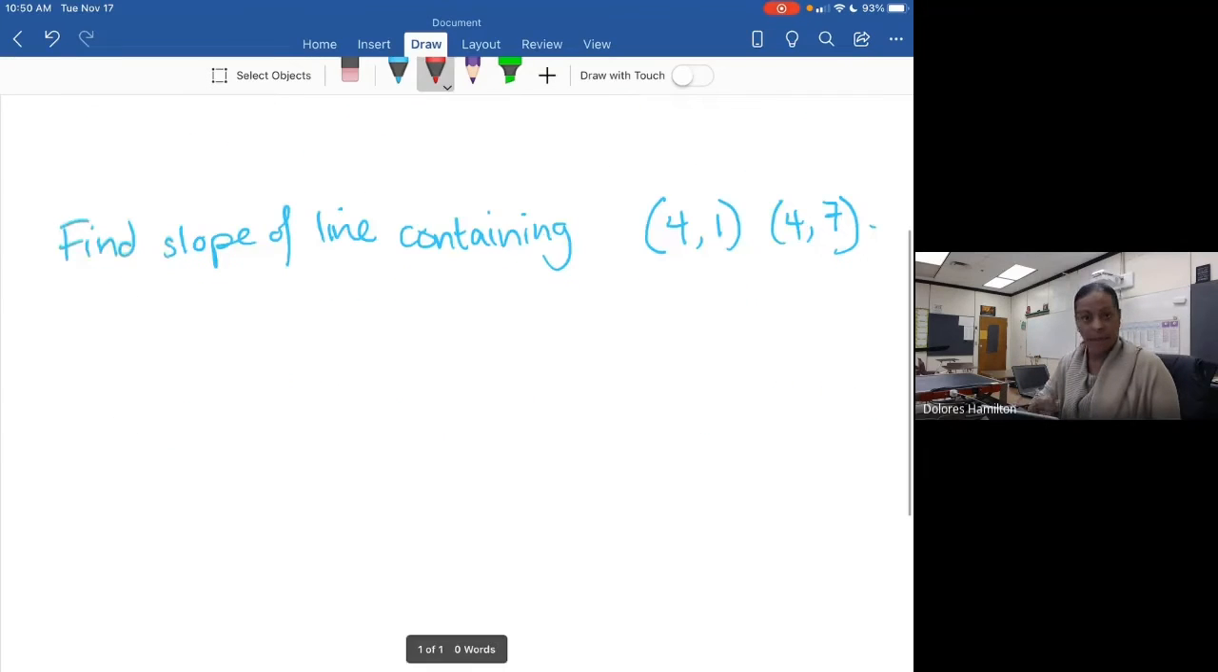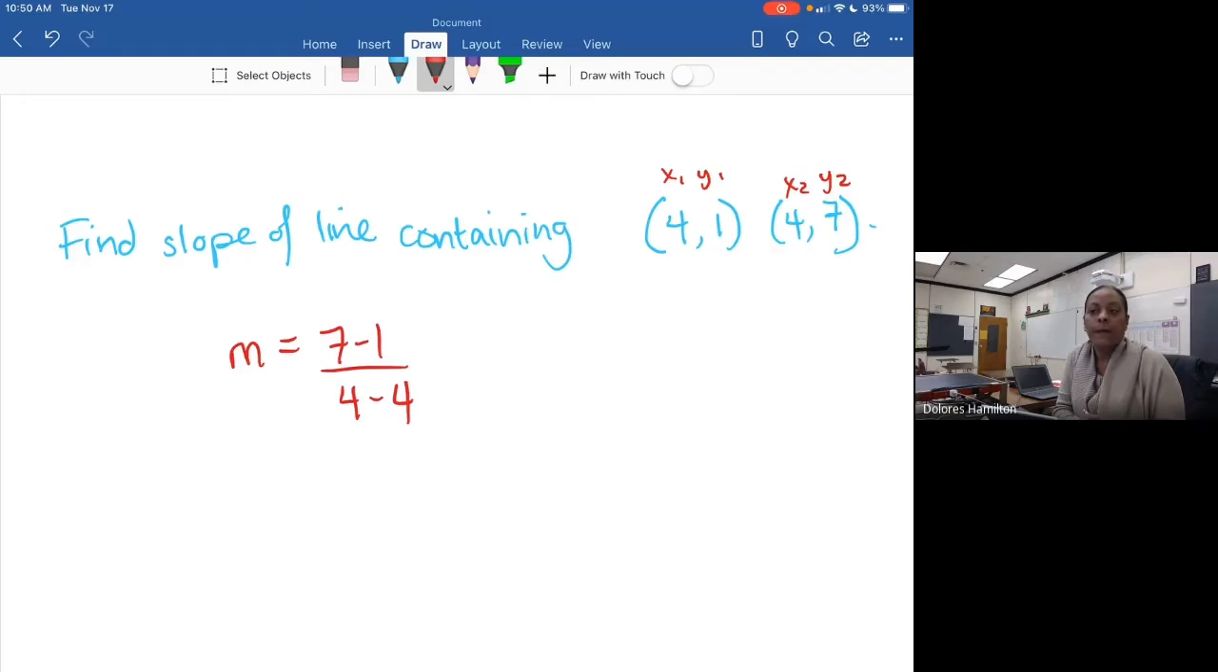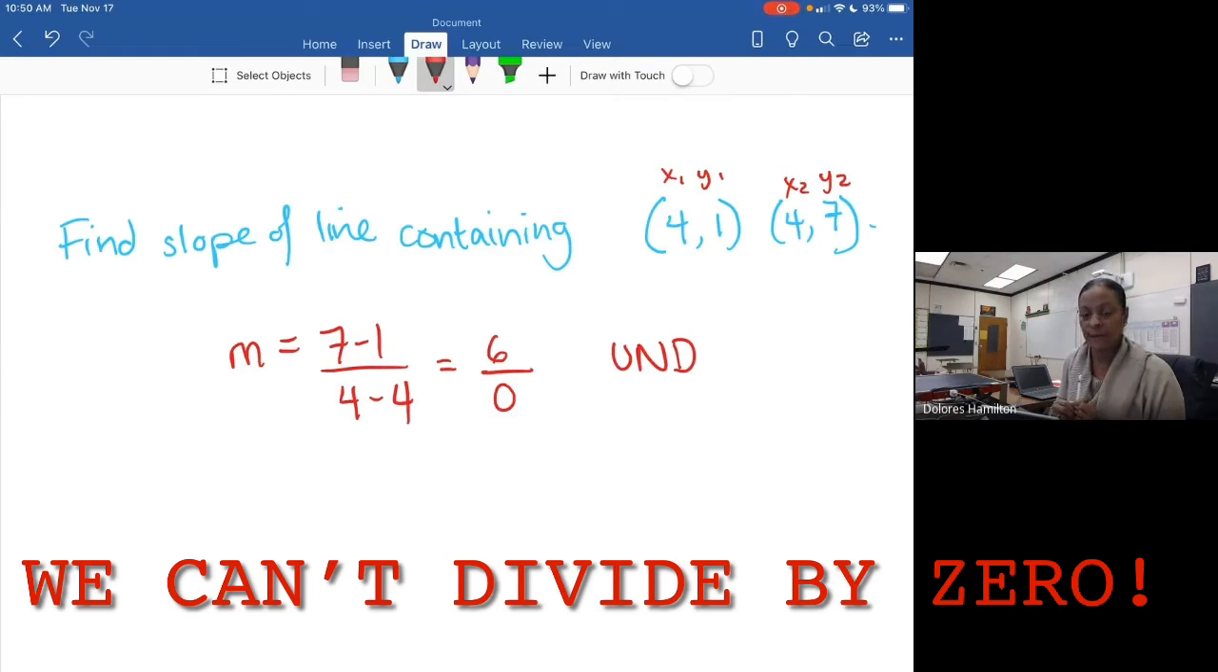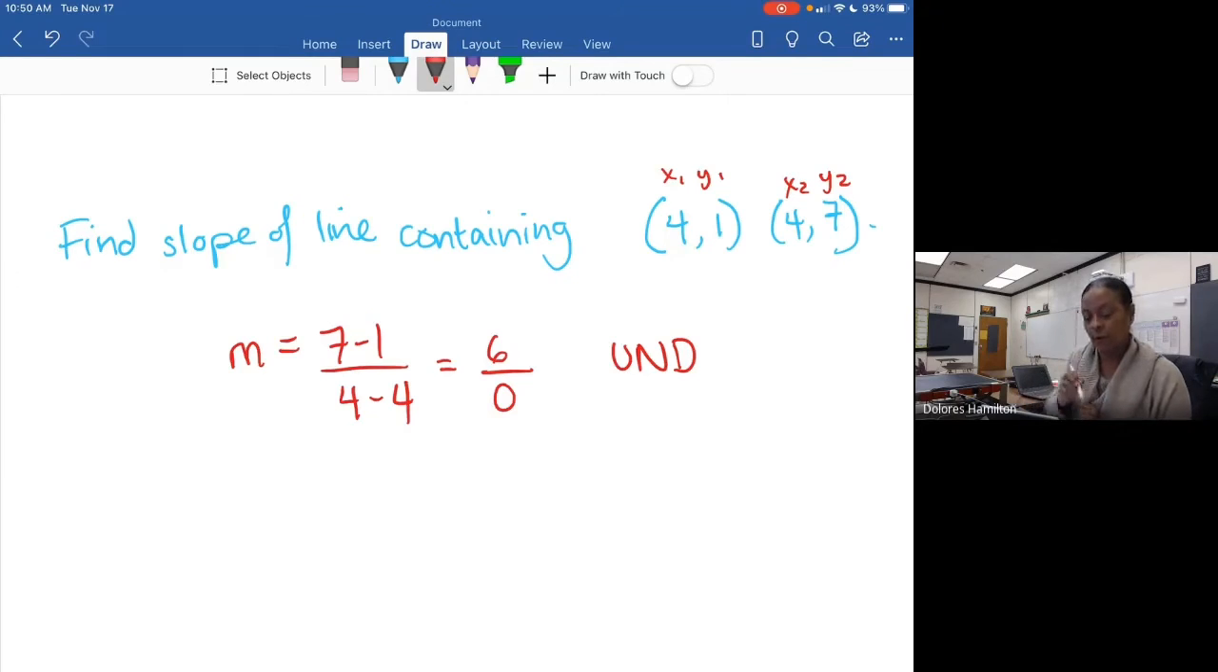In our second example, we would define those as our x1, y1, x2, y2, and when we plug that into our slope equation, we end up with 7 minus 1 over 4 minus 4, which gives us 6 over 0. That tells us that we have an undefined slope. We can't divide by 0. That's a vertical line.